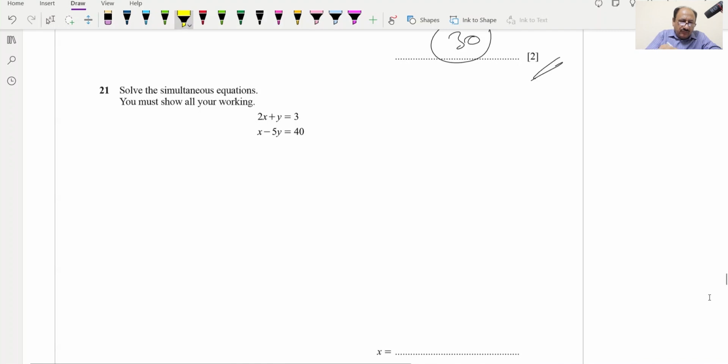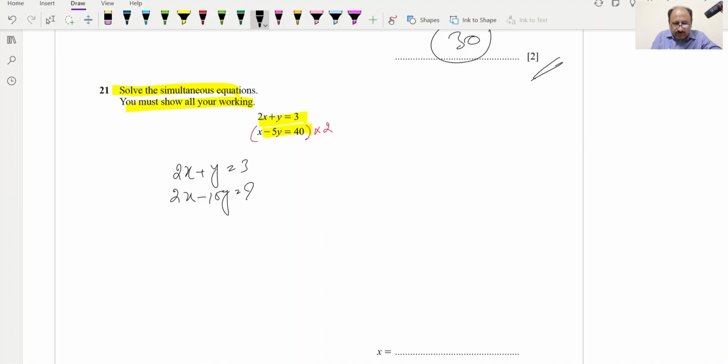Now question number 21. Simultaneous equations are provided which we have to solve. To equalize the coefficient of x, we are multiplying equation 2 by 2, and we will get the first equation as it is. I will copy, and the second equation will become 2x minus 10y is equal to 80. We can subtract, change signs, and after changing the sign this will be cancelled, and this will be 11y is equal to minus 80 plus 3, which will be minus 77, so y will be equal to minus 7.